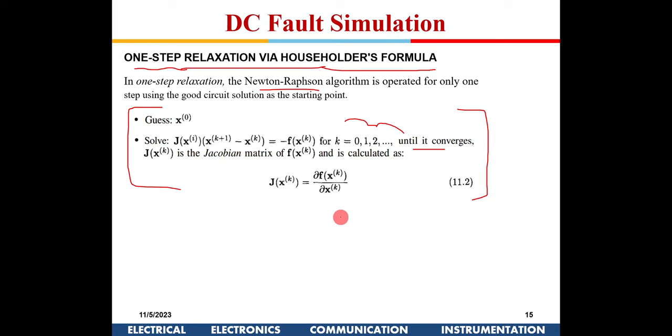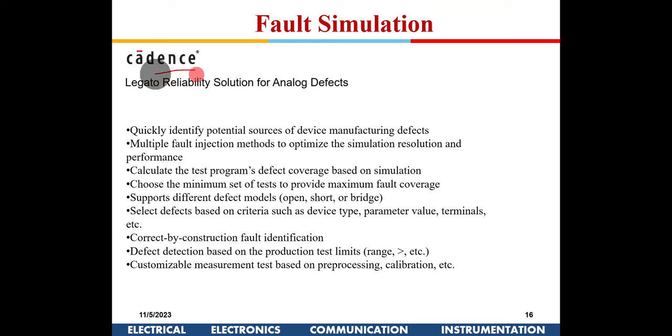When you design an analog circuit, post that, we need to do this simulation. It is very important, because at the simulation level itself you have to see that it can handle the fabrication tolerances. Only then do we go for fabrication. In Cadence, you have the Legato Reliability Solution for analog defects. This tool will run, and after running it will give you a lot of input on whether the circuit can sustain those faults. It will do some open, short and bridge faults also, and if you are not getting the results, it would say for which faults.